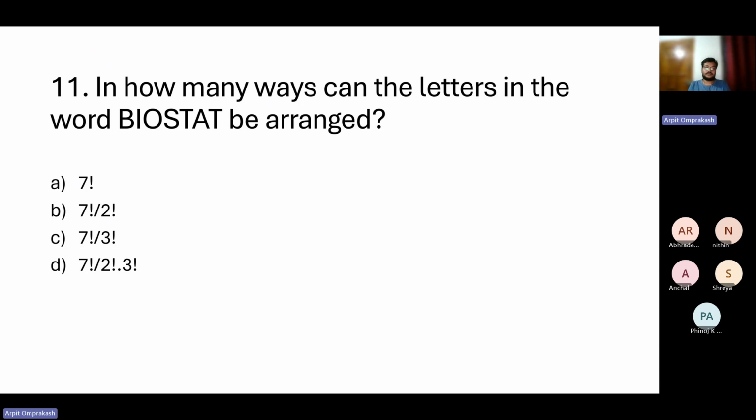So we have another question where we are asked how many ways can the letters of the word biostat be arranged. Here we have 7 letters, so our numerator will anyways have 7 factorial. Now we'll see if there are any letters that are repeated. Here there are basically 2 T's and nothing else is repeated. So it will be 7 factorial by 2 factorial. So that is option B.